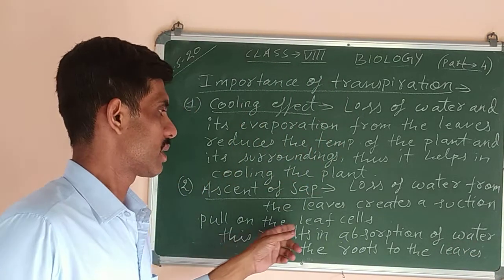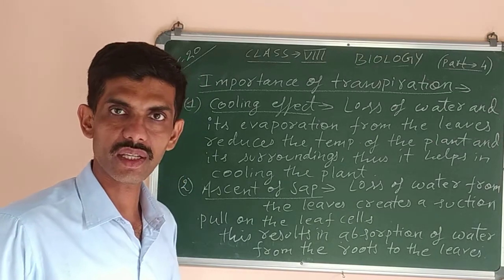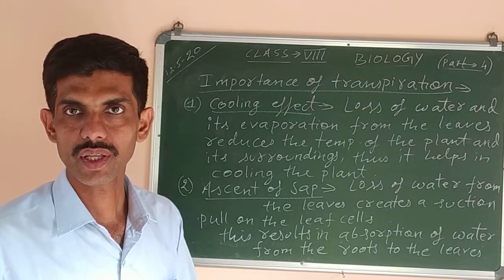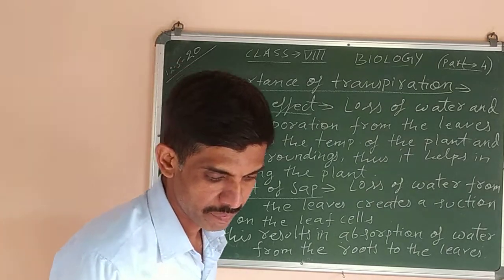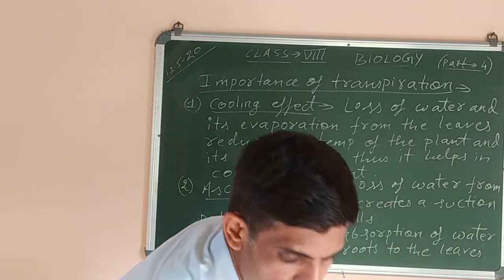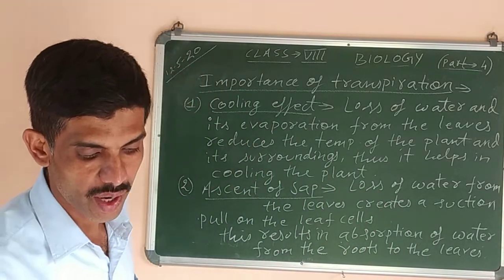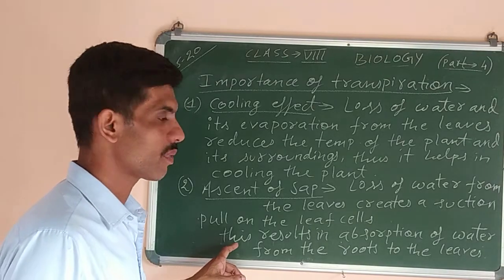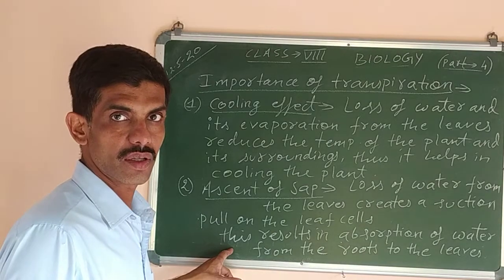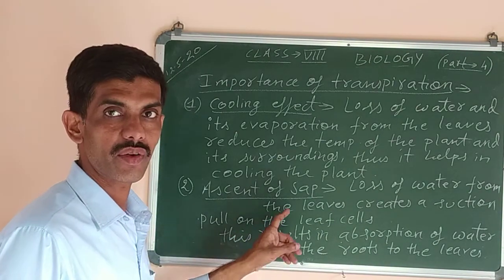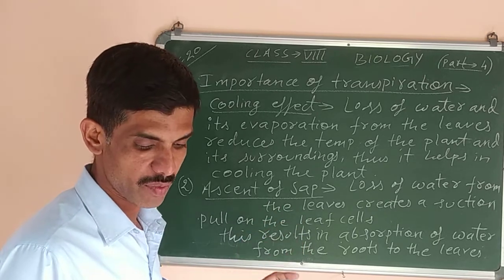So once the leaves create a suction pull on the leaf cells, this suction pull will be transferred, or they will draw water from the nearby cells. So already I had said that loss of water from the leaves creates a suction force in the leaf cells, due to which more water and minerals are absorbed from the surface of the leaves. The leaf cells will take it from the leaf xylem, the leaf xylem will take it from the stem xylem, and the stem xylem will draw it from the roots.